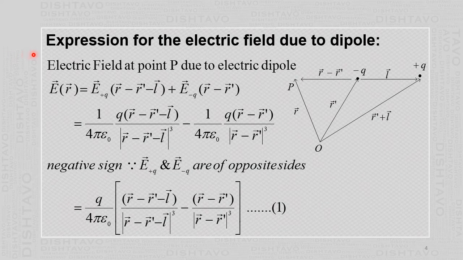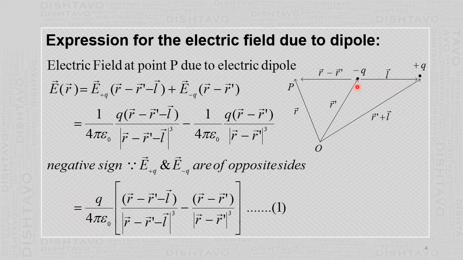So now we'll find the expression for electric field due to the dipole. Here in this diagram, this is a charge plus Q and this is a charge minus Q separated by the distance L. So this is the dipole, plus Q and minus Q separated by a small distance, vector L. I have shown the direction of vector L from minus Q to plus Q because the direction of dipole moment is from minus Q to plus Q, and vector P equals Q vector L.